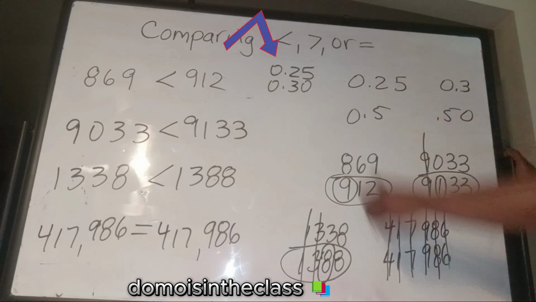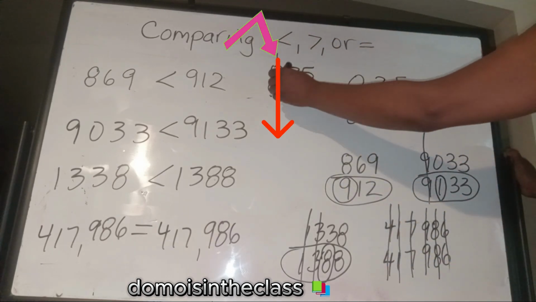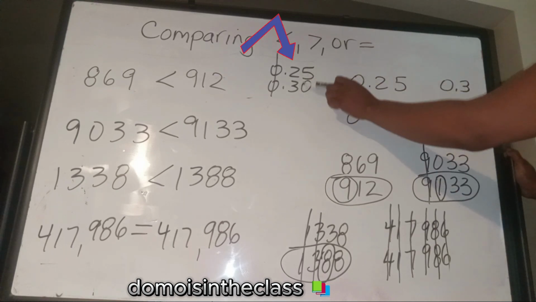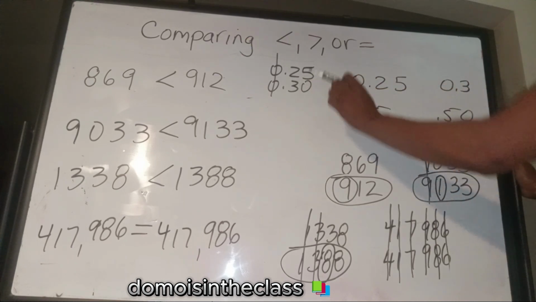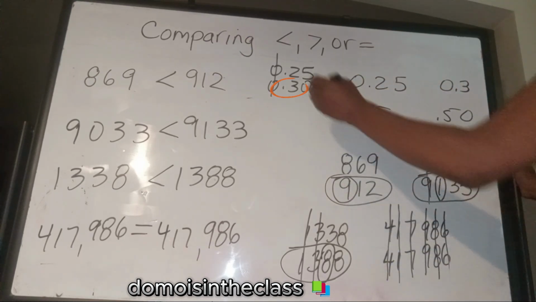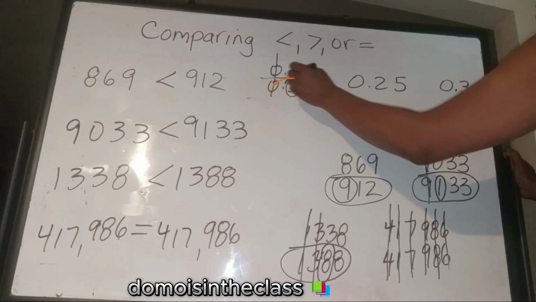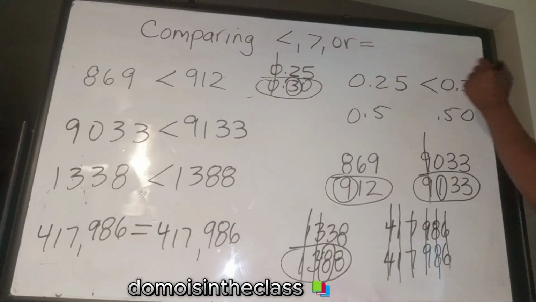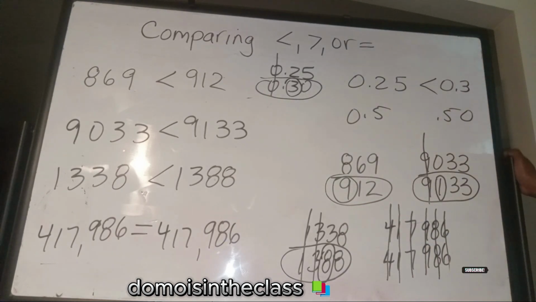We're going to look at our first numbers and they're zeros, so we put a line straight through it. And then we look at our second number and we see we have a 2 and a 3. This 3 is bigger. We're going to circle the 3. We're actually going to just circle that whole number. And now we know 0.3 is bigger than 0.25.